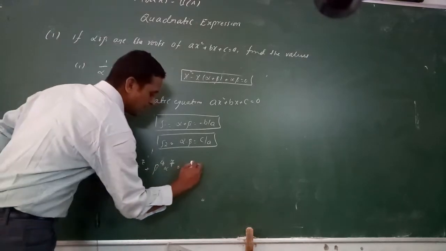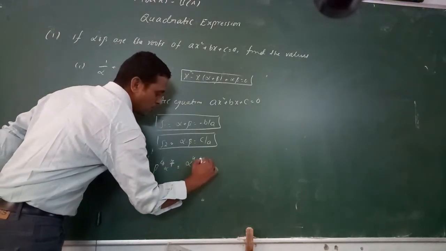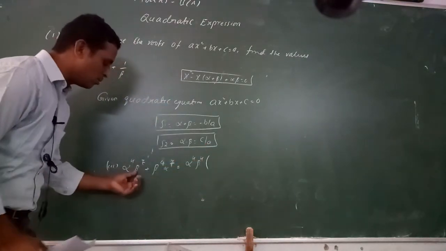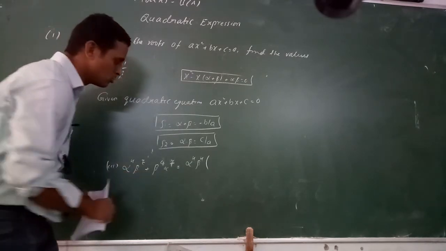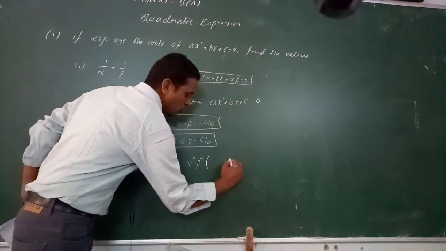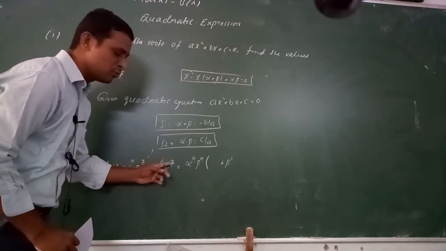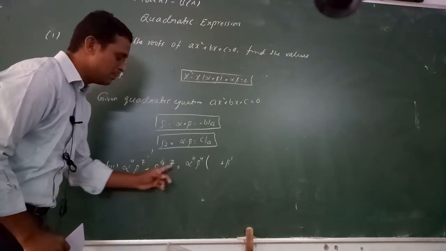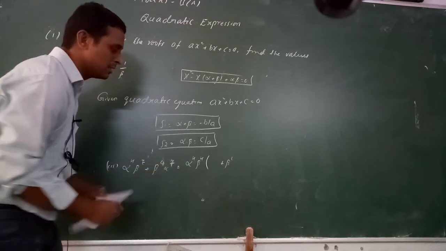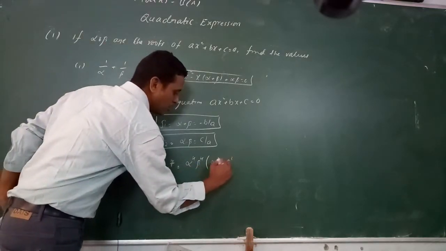So how to write here? Alpha power 4 beta power 4 common. Here remaining beta how much? 3 times, so that is beta cube. Plus, what is the common here? Alpha power 4 beta power 4 outside. Remaining alpha how much? 3 times, that is alpha cube.